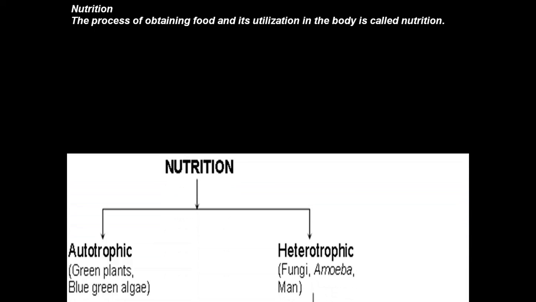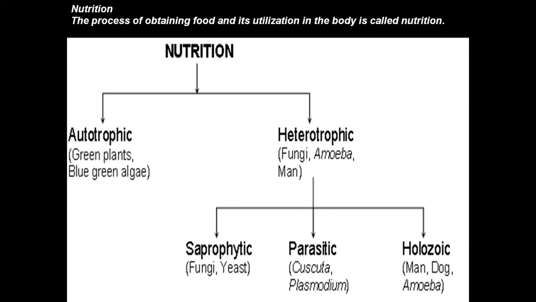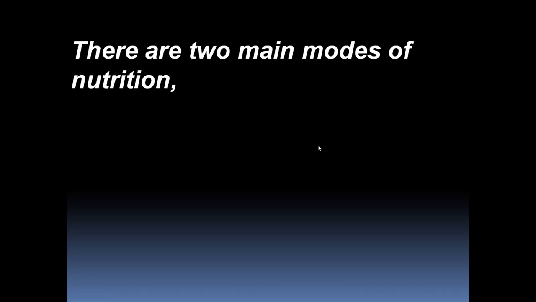The process of obtaining food and its utilization in the body is called nutrition. Nutrition is of two types, autotrophic and heterotrophic. All green plants are examples of autotrophic nutrition and all animals are examples of heterotrophic nutrition.